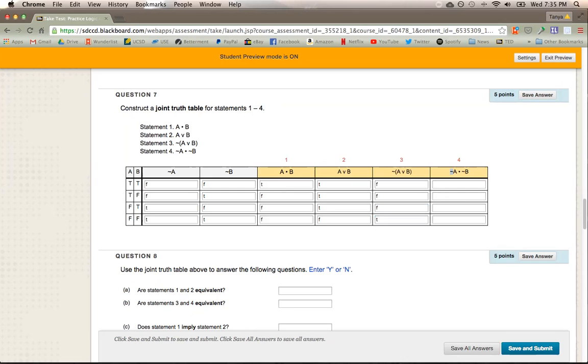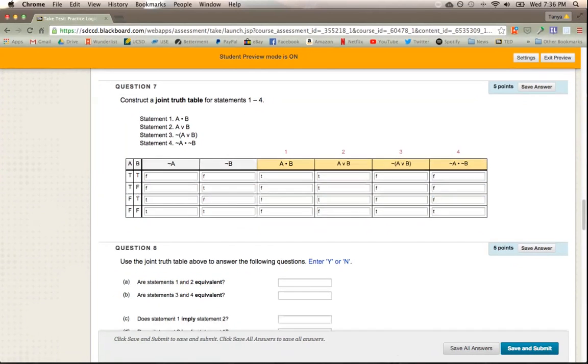And finally, we have not A and not B. So now we have to look at these columns. A conjunction is only true when both conjuncts are true. So we're looking for any row where not A and not B are both true. On row one, they're both false. Row two, FT. Row three, TF. Row four, TT. Hey, there's one where they're true. Okay, that table is now filled in correctly.